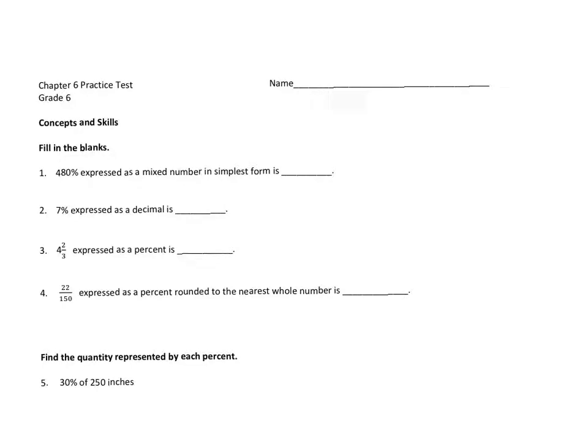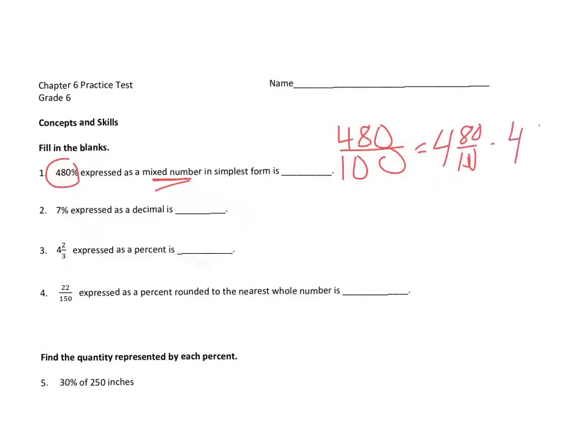One thing I know is that anytime I see a percent symbol, that means out of 100, because that's what percent means. So if I look at this first one where it says 480%, I can think of that as 480 per 100. Now they asked for a mixed number in simplest form, so I know that's 4 and 80 100ths, and I can reduce that to 4 and 8 tenths, which can be reduced to 4 and 4/5. So that's one way to do that one.